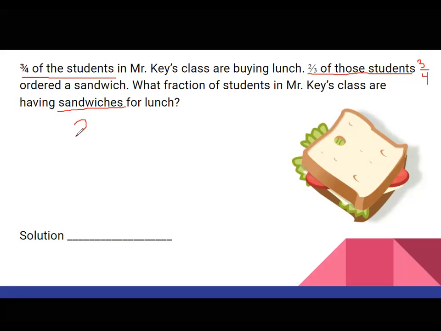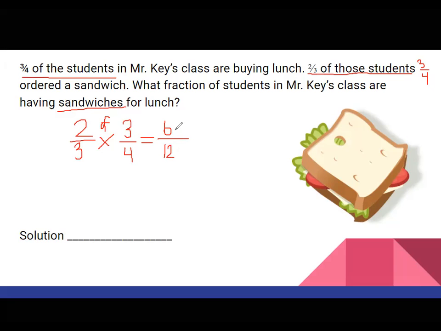So we're trying to figure out 2/3 of 3/4. So if we multiply, that's going to help us figure out 2/3 of 3/4. When we multiply fractions, we're first going to multiply our numerators. So 2 times 3 is 6. And then we're going to multiply our denominators. 3 times 4 equals 12.